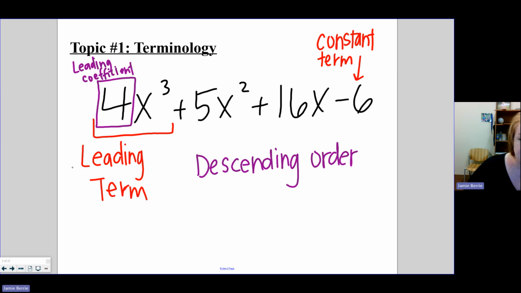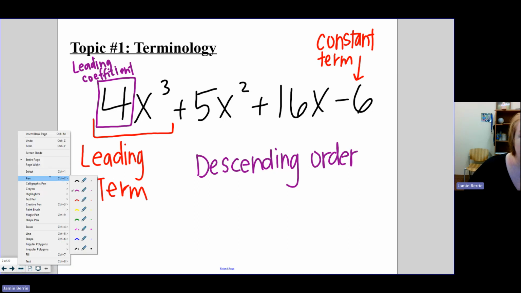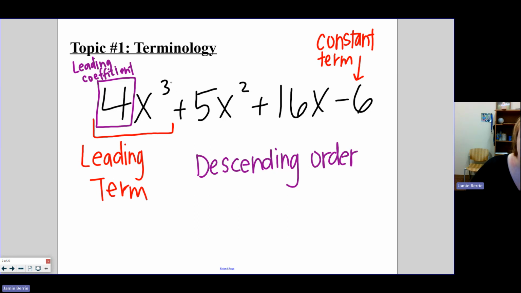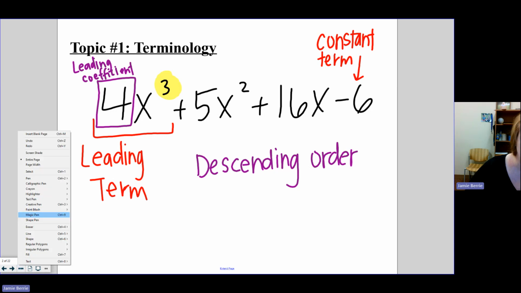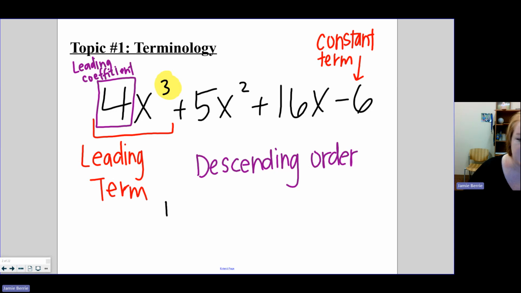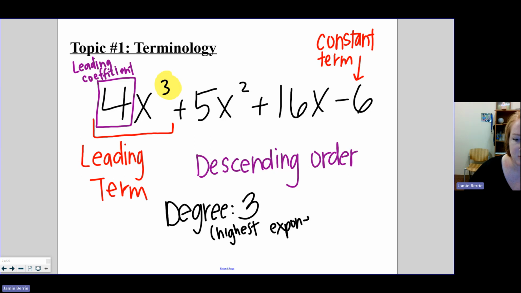All right, a couple more things and then we'll move on. Whenever you identify the leading term and you look at the exponent here, that tells you what we call the degree of the polynomial. So this polynomial, let me not use green in case anyone's colorblind, we would say has degree 3. The degree refers to the highest or the largest exponent. So this is a degree 3 polynomial.